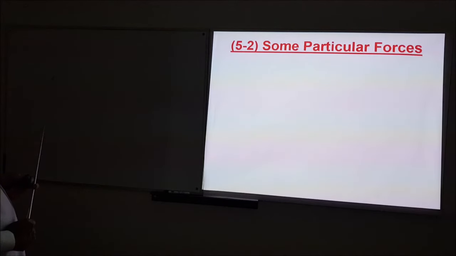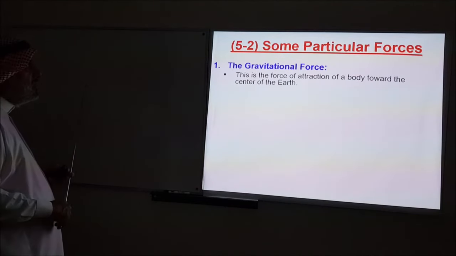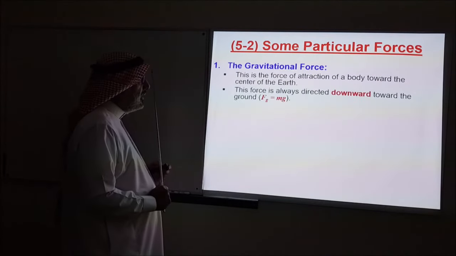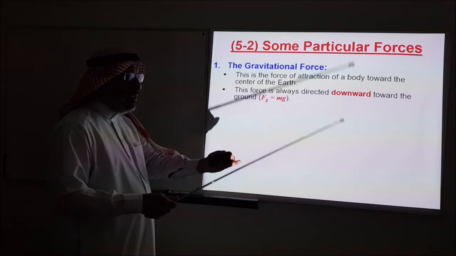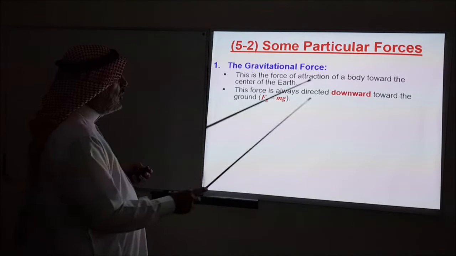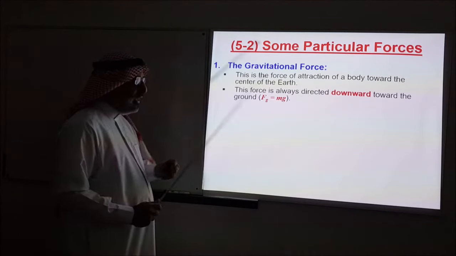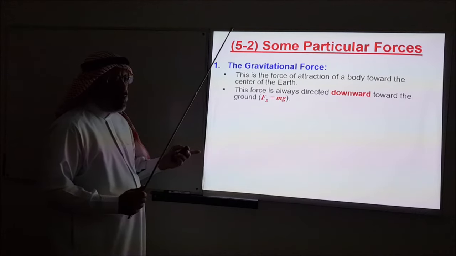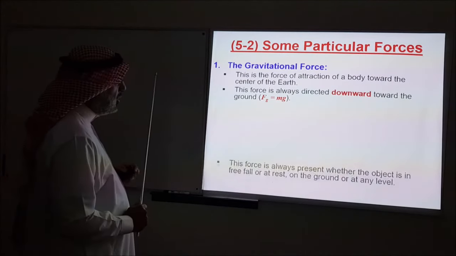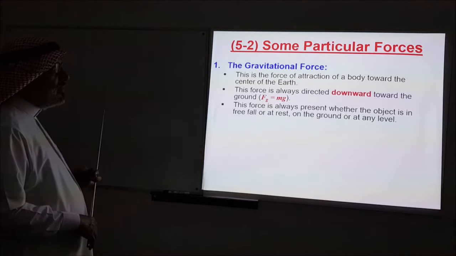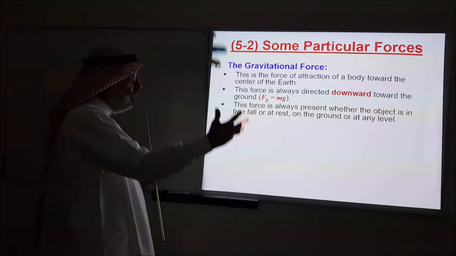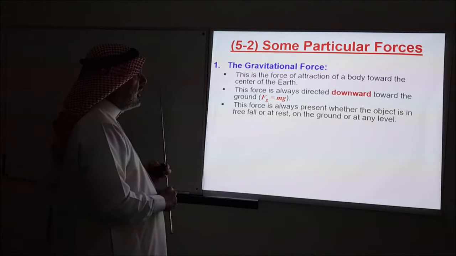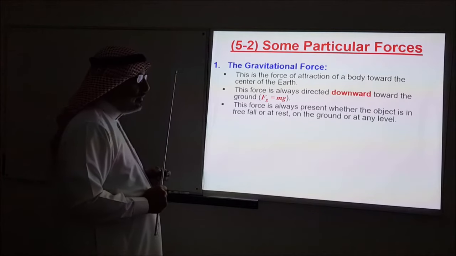Let's start with the first one, the gravitational force. This is the force of attraction of a body toward the center of the Earth. So this is the force exerted by the Earth on the object. It is always directed downward toward the center of the Earth, and its magnitude is equal to mg, so it is a constant force both in magnitude and direction. This force is always present whether the object is in free fall, at rest, on the ground, or at any level. The gravitational force will always be there.